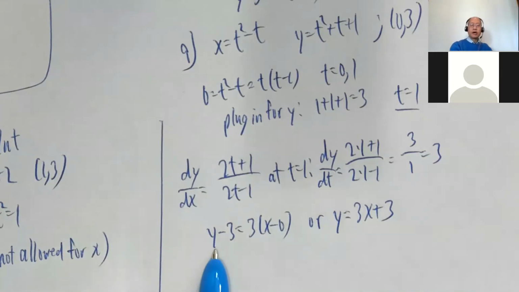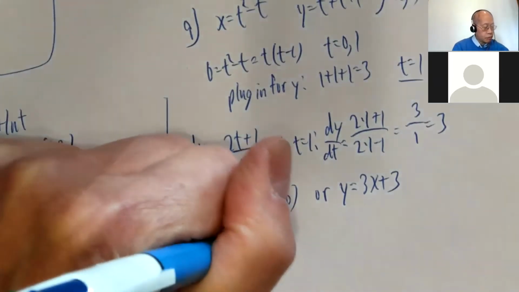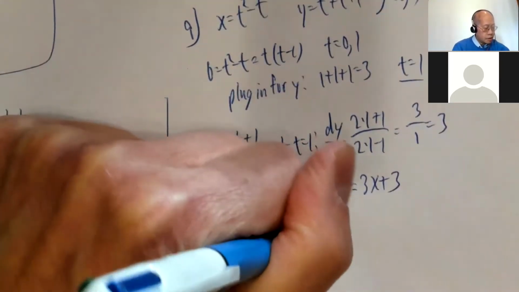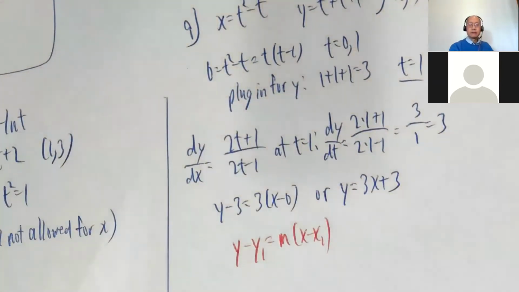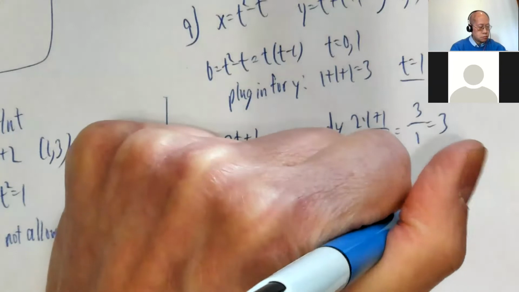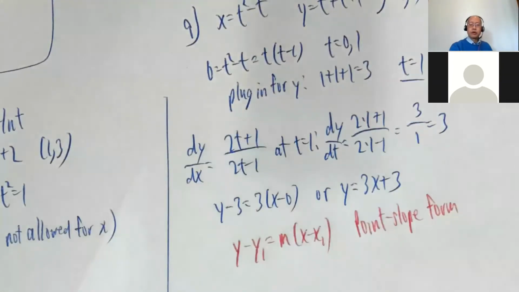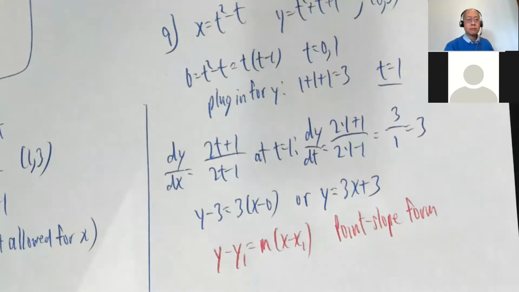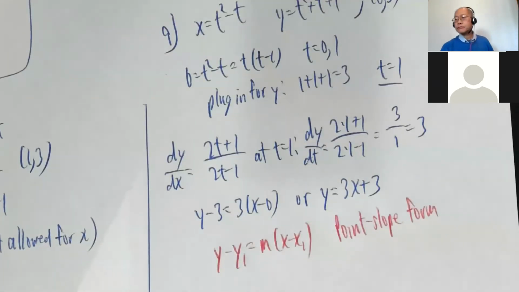That's it. y minus y1, y minus 3 equals m, 3, times x minus 0. You could leave it like that, or if you want to clean it up, x minus 0 is just x, so y equals 3x plus 3. Okay, so remember the point slope form, y minus y1 equals m times x minus x1. Right? Point slope form of the line. Okay. All right, so that's it for that.